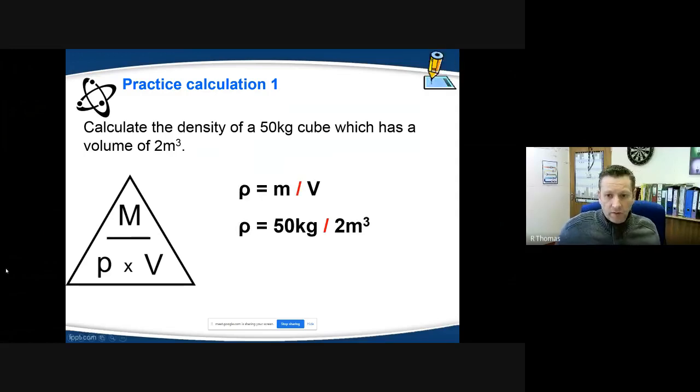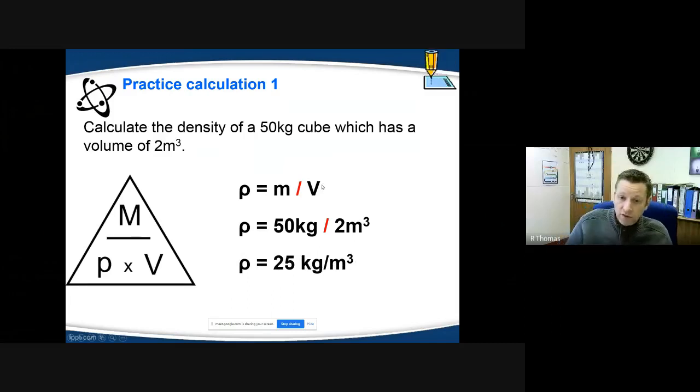Density is mass divided by volume, which is 50 divided by 2, which is 25. Now make sure you get the units right, kilograms per meters cubed, okay? So it's as simple as that. So 9 times out of 10, I'm going to give you 2 of the 3 variables, and you've just got to figure out, do I multiply them or divide them, and get the units right, okay?